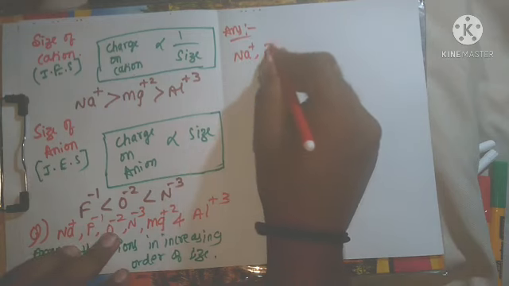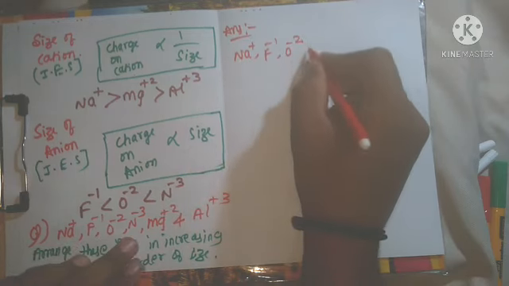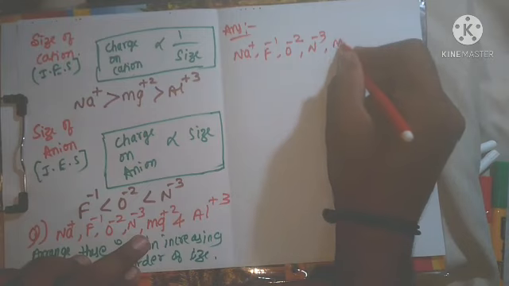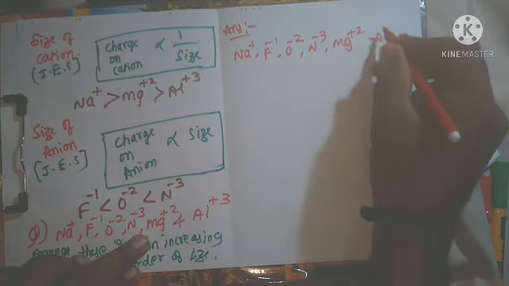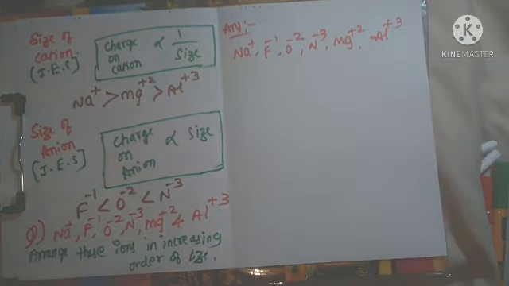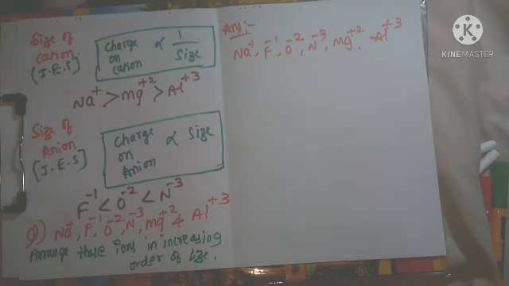Na+, F-1, O-2, N-3, Mg+2, and the last one is Al+3. Now, are all isoelectronic or not? Just check here.